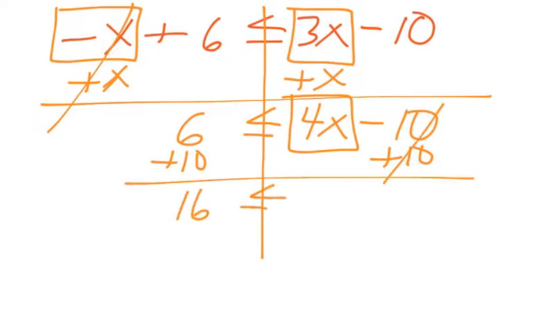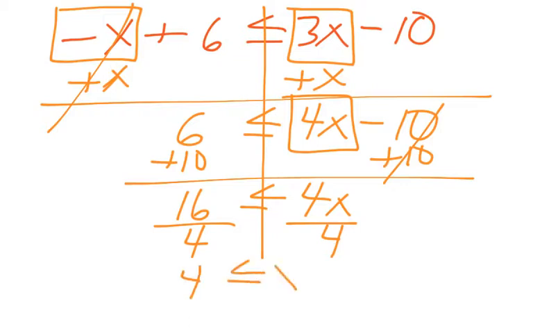Make sure you always write out all your work. Last step is to divide by 4. So we get 4 is less than or equal to x. And to help us graph that effectively, we should rewrite it. x is greater than or equal to 4.